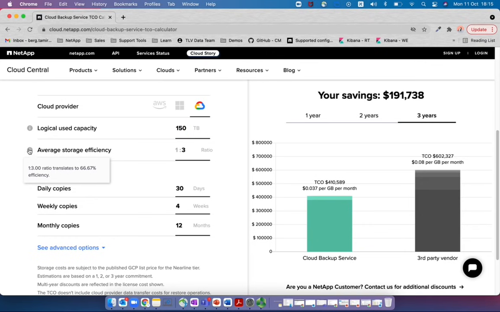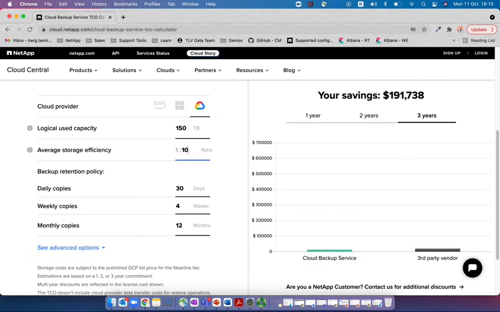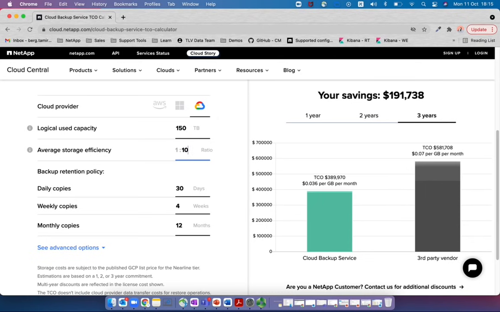Now, for this specific demo, let's assume a use case in which CVO provides NFS volumes to be used as data stores for GCV, for example. Okay, so as you guys probably know, for this specific workload, we're talking about somewhere around a 1-to-10 ratio in terms of efficiency. So again, going to the tooltip, you can actually see that it translates into 90% efficiency, which is great.